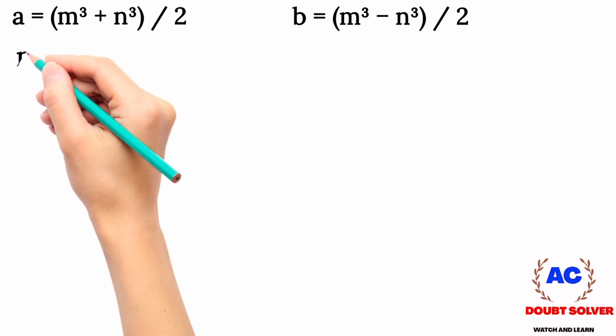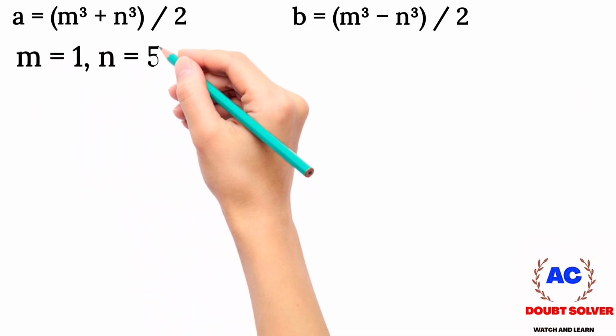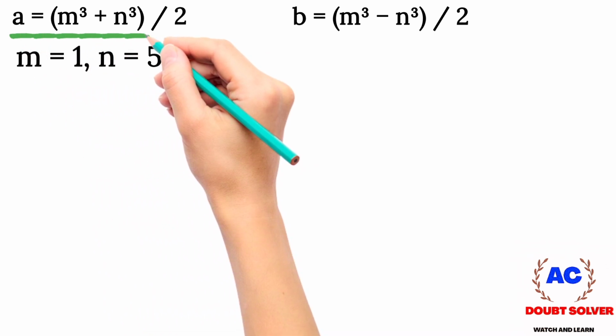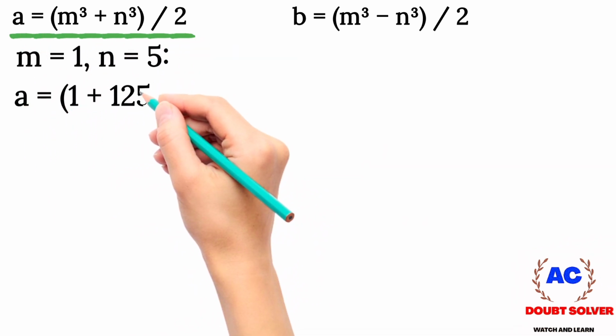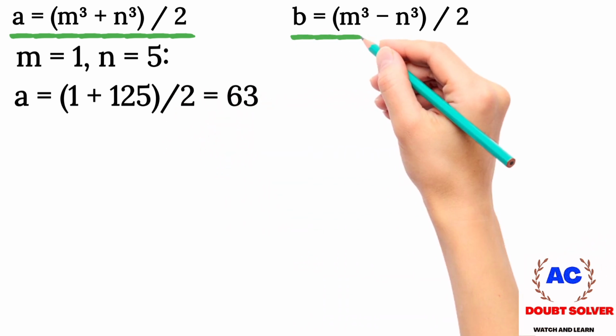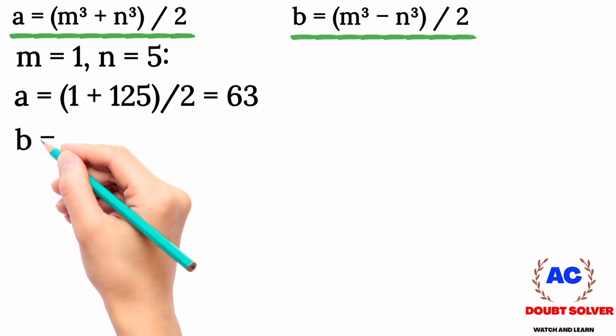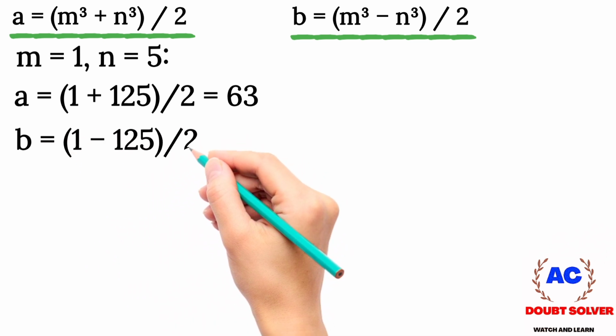So we have this expression of a and b. So consider m is equal to 1 and n becomes 5, from this equation m plus n equal to 6. So now put the values of m is equal to 1 and n is equal to 5 in the above expression. So we get the value of a is 63. Similarly for the expression b, we get the value of b is minus 62.